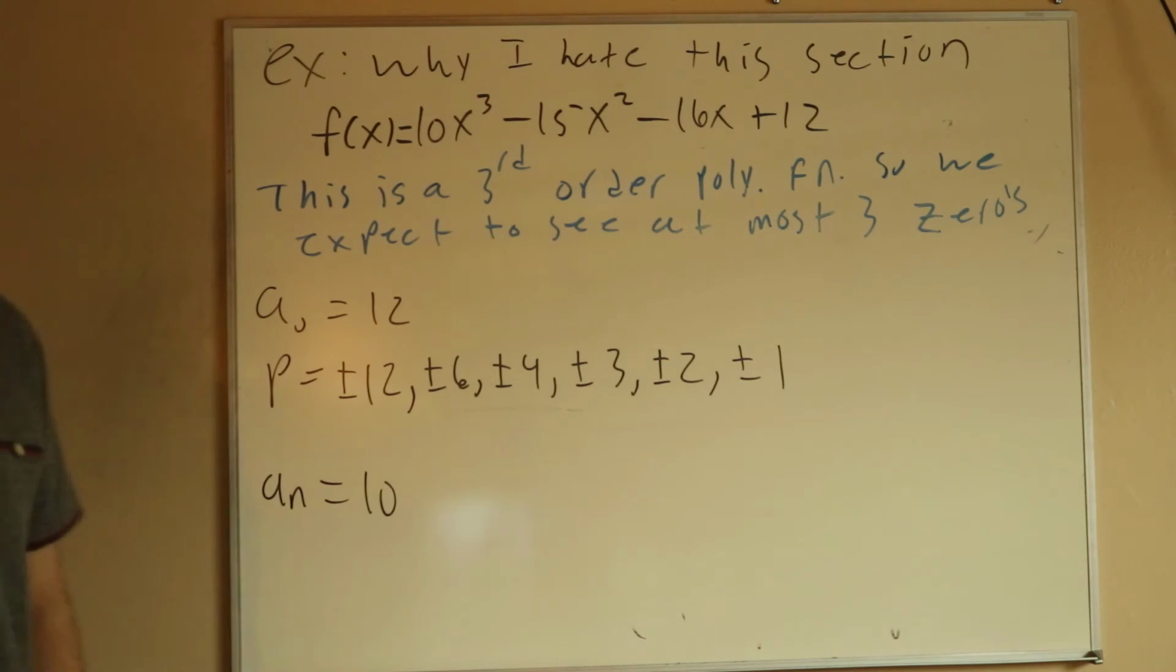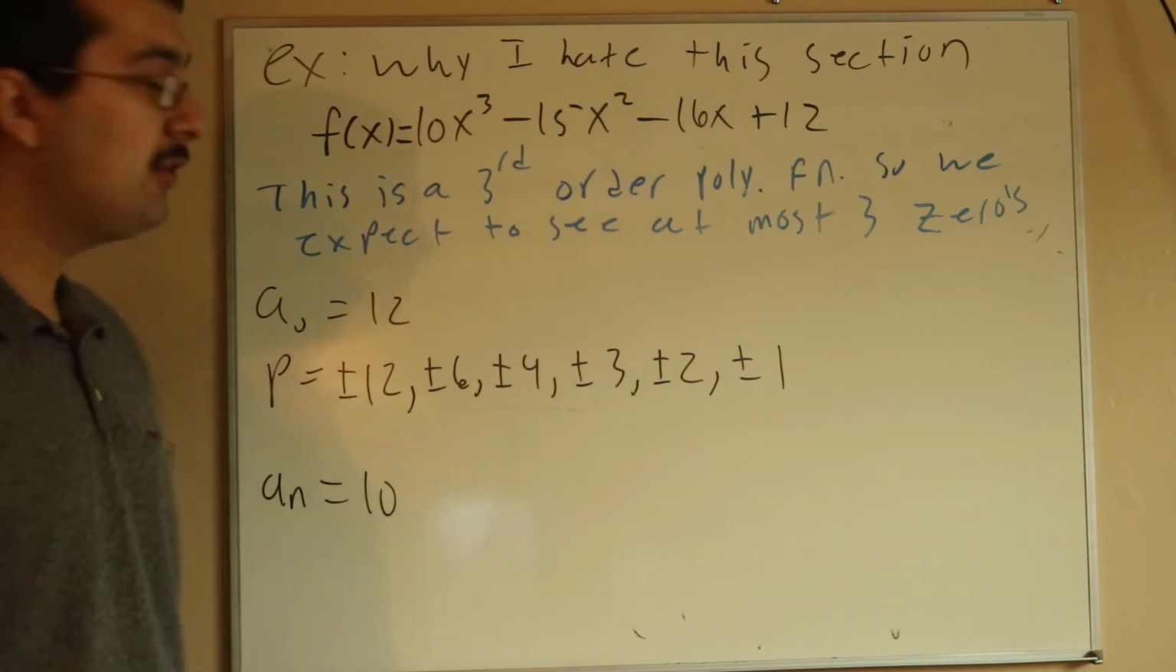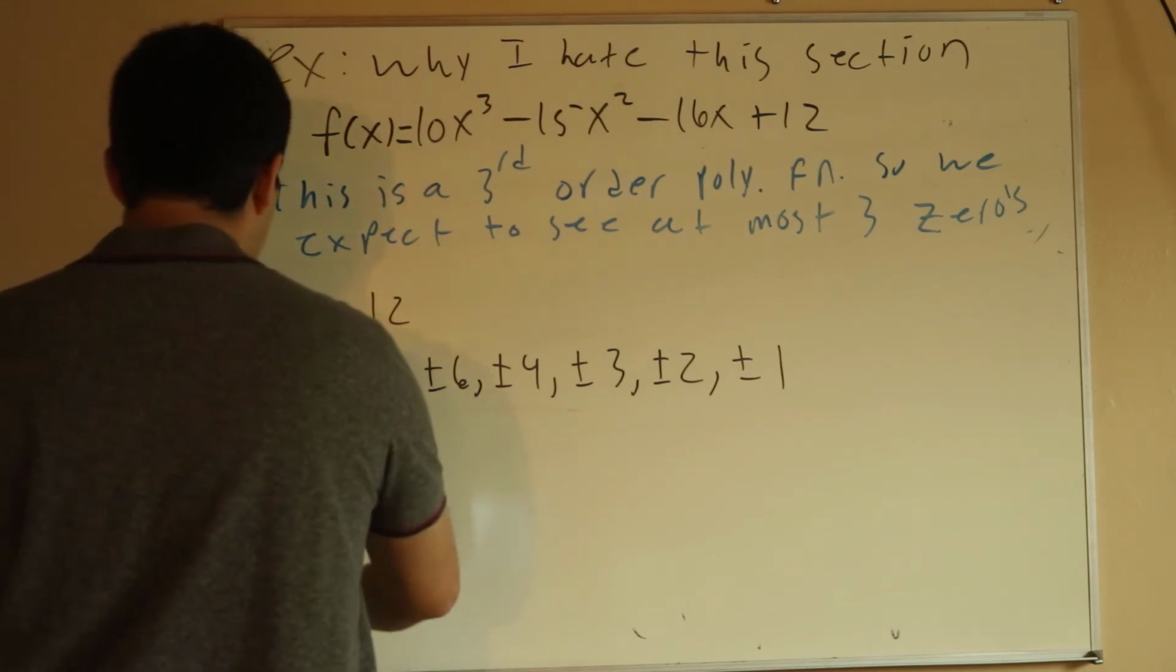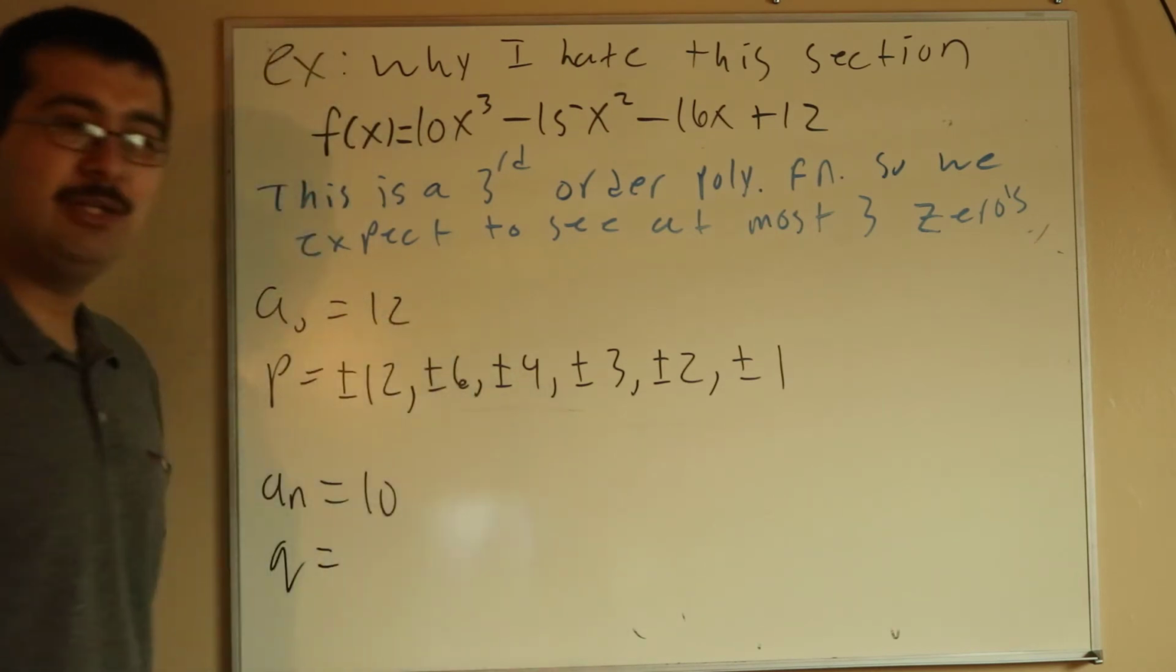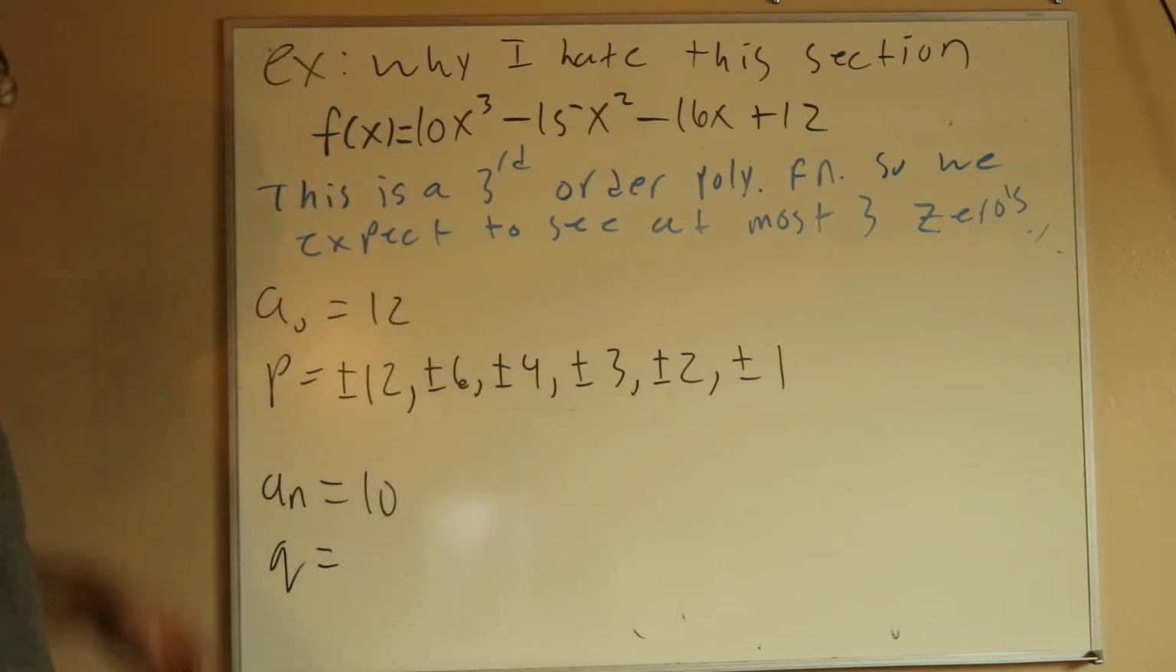And a is 10. We now need to make the list of all factors of 10. Okay, so we need to make our list of q's. Again, go and pause the video. See if you can make that list for yourself.